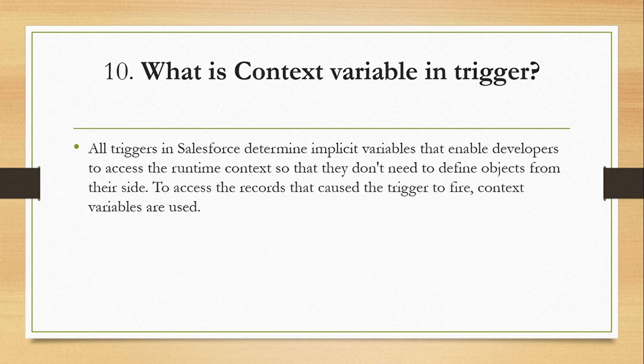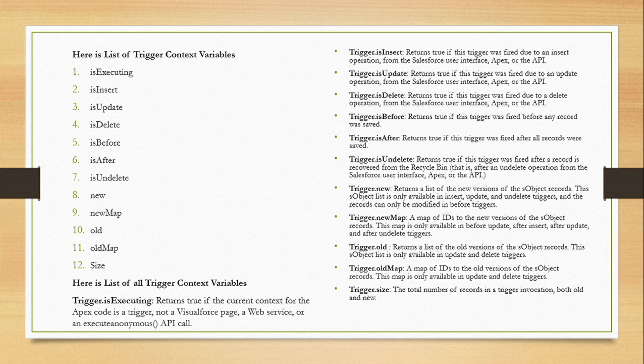What is a context variable in a trigger? All triggers in Salesforce define implicit variables that enable developers to access runtime constants, so they don't need to define objects from their side. To access the records that caused the trigger to fire, context variables are used. Here are some trigger context variables: isExecuting, isInsert, isUpdate, isDelete, isBefore, isAfter, isUndelete, new, newMap, old, oldMap, and size.